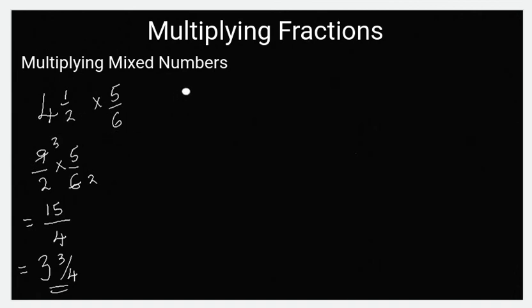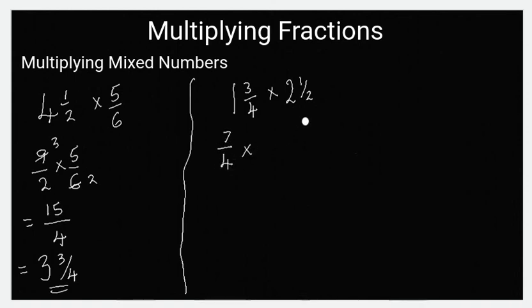Let's check out one more example. Multiplying mixed numbers. So we have 1 whole number, 3 over 4, times 2.5. So let's check this out. Remember, when you want to multiply mixed numbers, you rewrite the mixed number as an improper fraction. So 1 times 4, 4. 4 plus 3, 7. So this will be rewritten as 7 over 4 times 2 times 2, 4 plus 1, 5. 5 over 2.